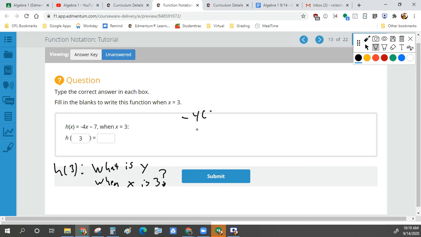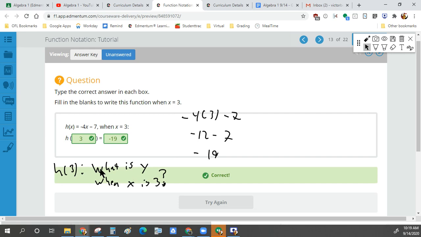So in order to do this, we have to solve it. So I'm going to show my work here. So -4 times 3 is -12, minus 7. They're both negative, so I have a lot more negatives. So I have a -19. I just add these two together. So I'm going to put that as -19. And that's how we're using function notation.